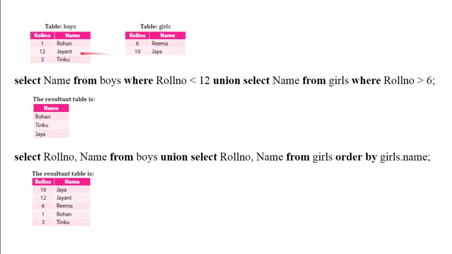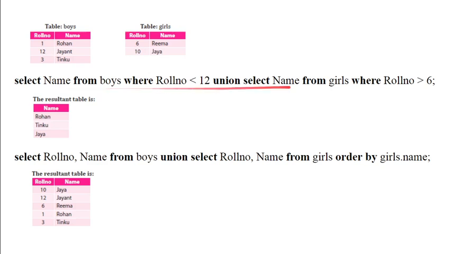Here we have two tables, boys and girls. You can see the two columns are of the same data type. So we can write the select statement with union as: select name from boys where roll number less than 12. This is the first select statement. Then the union operator is applied. Then the second select statement, select name from girls where roll number greater than 6.